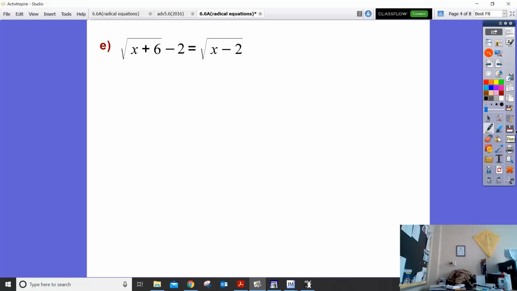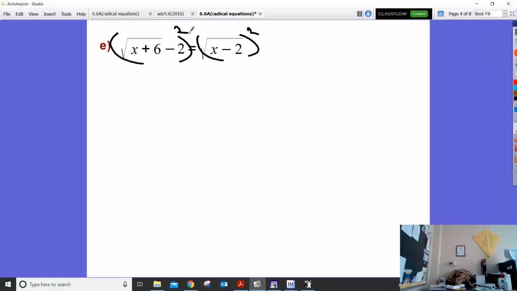Now, your instructions on the general idea say isolate a radical. Don't they? Is there a radical that's alone? Yes. The right one is. And counteract that radical. How do you counteract the square root? So you square the right, you square the left. How do you square the root of x plus 6 minus 2?